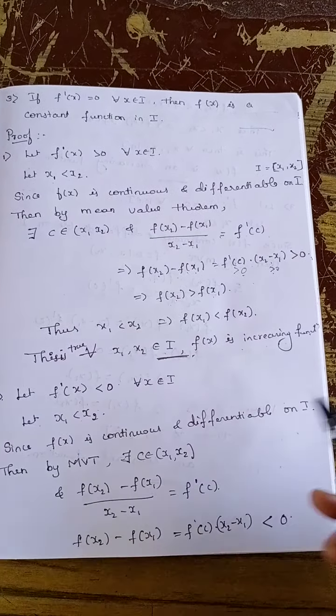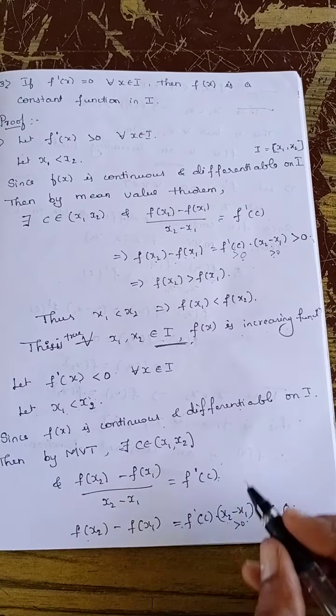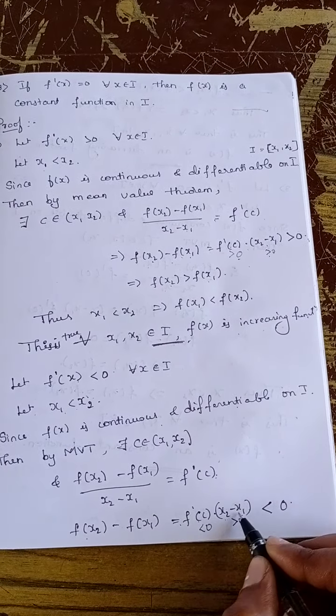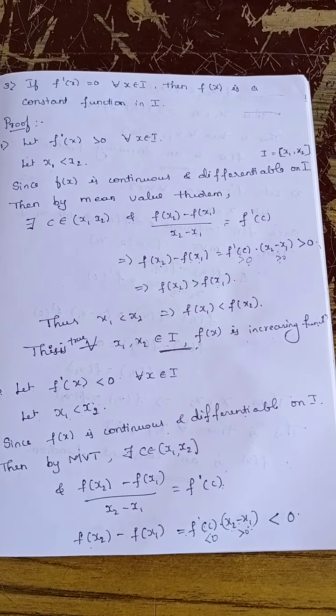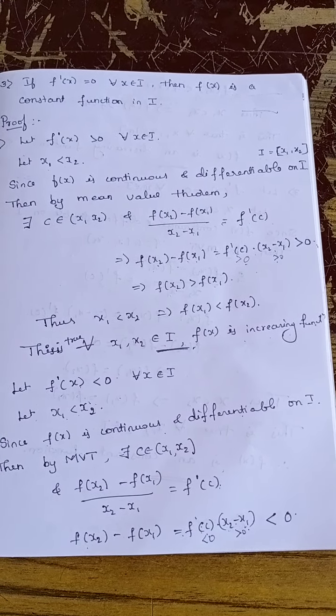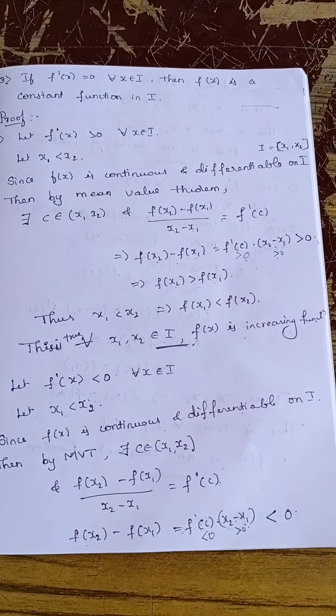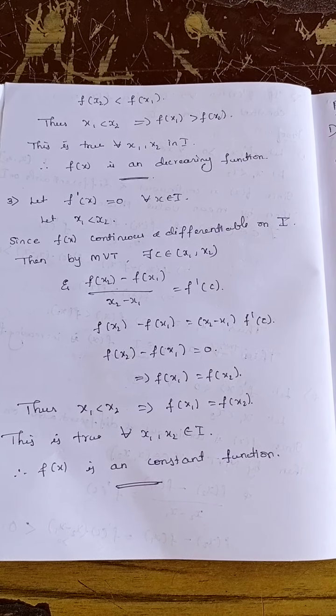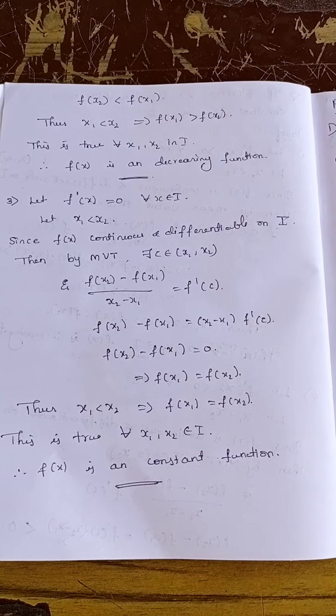Here x2 minus x1 is greater than 0, but f dash of c is less than 0. One is greater than 0, one is less than 0, means a minus into plus is always a minus. So this whole term is less than 0. That implies f of x2 is less than f of x1. Thus if x1 is less than x2, that implies f of x1 is greater than f of x2. It is true for all x1, x2 belongs to I. Therefore f of x is a decreasing function. The converse is also true here, that is if f of x is a decreasing function, then f dash of x is less than 0.